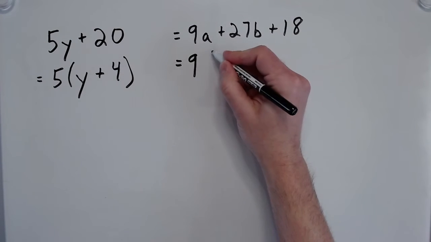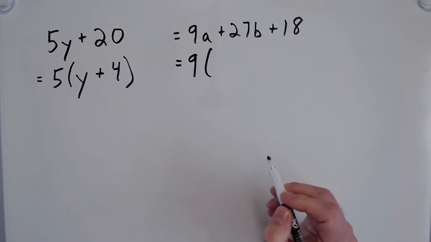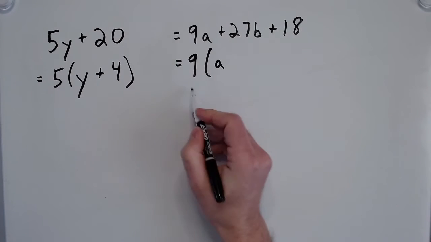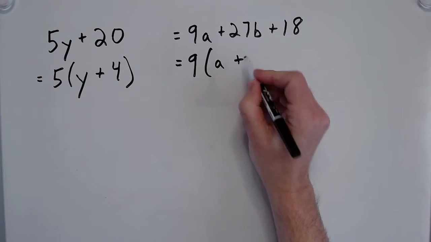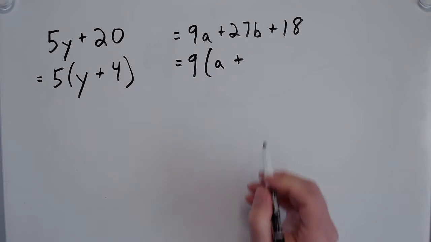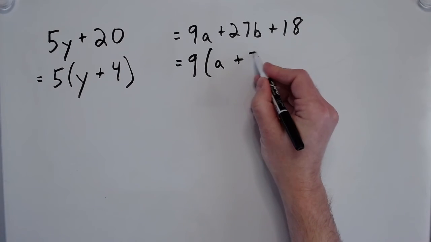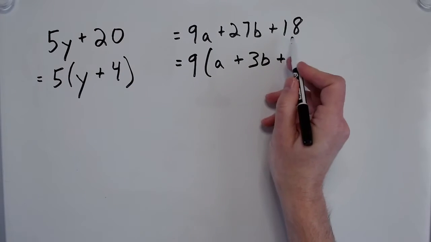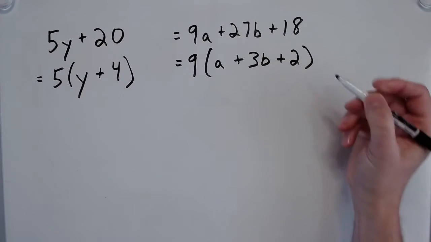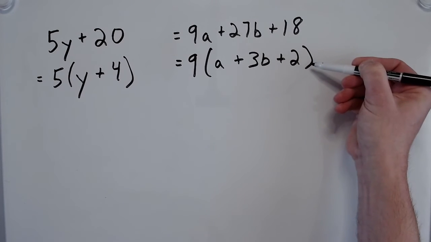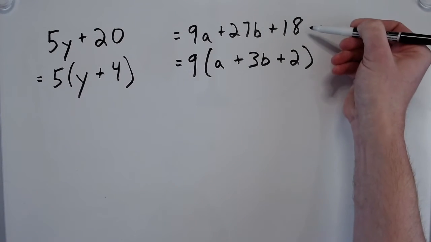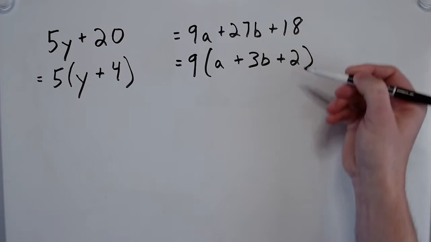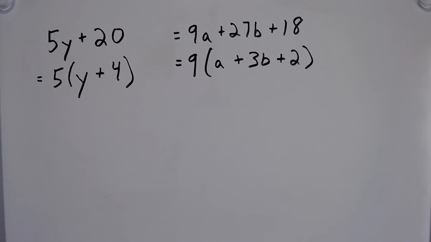So it's 9 times three different things. In this case, first one is a, because 9 times a is 9a. So 9 times what gets us 27b? In this case, it's 3b. Now 9 times what gives us 18? It's 2. So again, going from here to here is factoring, and going from here to here is distributing, forwards and backwards. It's the same idea. They apply both ways. Let's do one more factoring example.